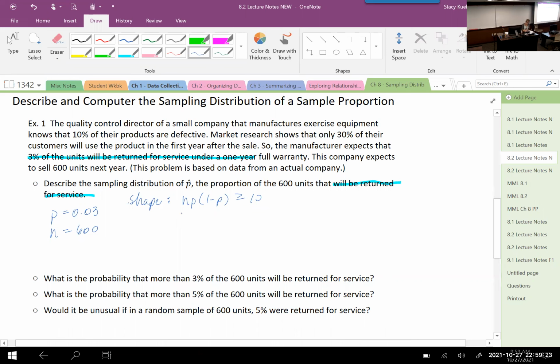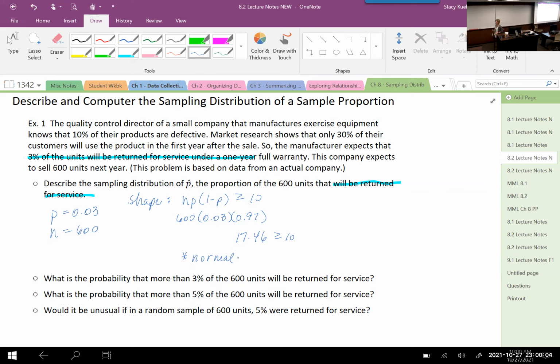So for this case, we're going to multiply 600 times 0.03 times 0.97. Is that greater than or equal to 10? Somebody tell me to 2 decimal places what that value is. 17.46. All right, 17.46 is obviously greater than or equal to 10. So we can say that the shape is normal.